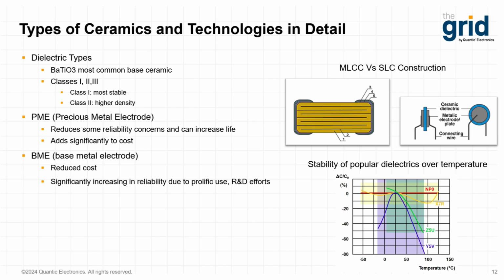Historically, precious metal electrodes were used and offered higher reliability options compared to general purpose base metal electrodes. They reduced some of the reliability and handling concerns that MLCCs had. They extended the overall usable life of the capacitor, and they were the go-to for high reliability applications, such as mil, aero, and defense.